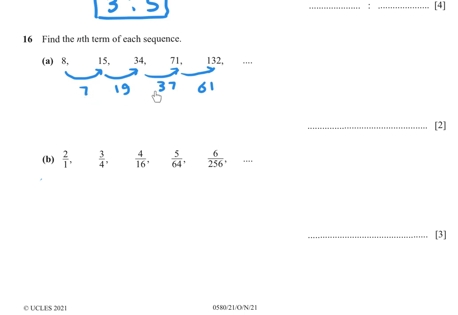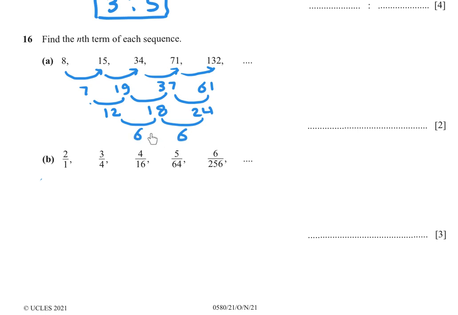So the first difference is not constant. We can find the second difference. The second difference: 19 minus 7 equals 12, 37 minus 19 equals 18, 61 minus 37 equals 24. The second difference is not constant. Find the third difference. 18 minus 12 equals 6. 24 minus 18 equals 6.